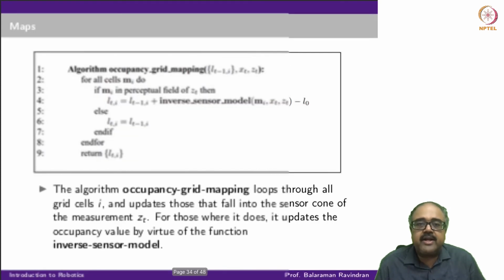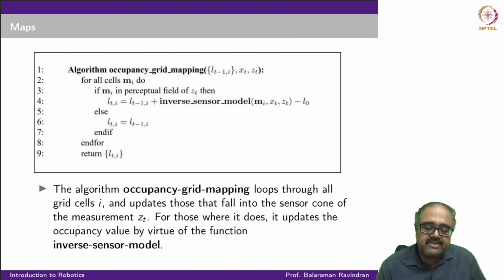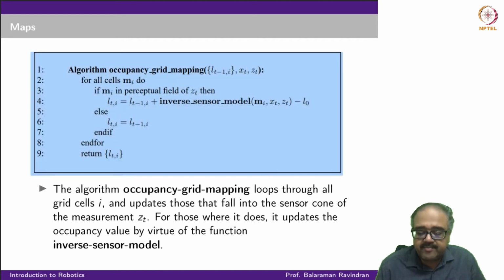So that's basically what we are trying to take into account here. So when I say if mi is in the perceptual field of zt, that means that the measurement zt gives me some information about the cell i, right? Then I update the log likelihood using the inverse sensor model that I have earlier. So if you remember this expression, this is L t minus 1 comma i, which is my old belief in the likelihood form, and then the inverse sensor model, so the likelihood through the inverse sensor model, and minus L naught, which is the initial likelihood that I start off with. So this is my update equation.